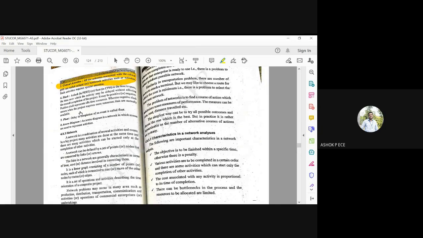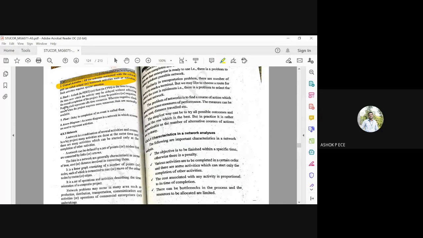Next one, slack. A slack or float is the time to spare, the time over which the activity may be delayed without affecting the overall completion of the project. The activity may be delayed, but the project will be completing on time. That allowable delay is called slack in PERT, or it is called float in CPM. I told you these are the two technologies available. So it is called slack in PERT and float in CPM.